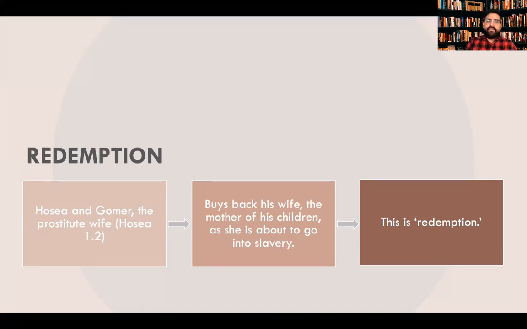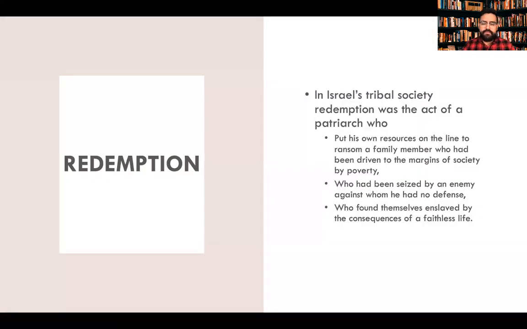What happens is that Hosea and Gomer's relationship becomes a reflection of God's relationship with his own people. And Gomer ends up going back into prostitution, into slavery. And so Hosea has to go buy her back. And this happens 3 times. Hosea pays a price, a ransom, to bring her back into his family, into his home. And this is also called redemption.